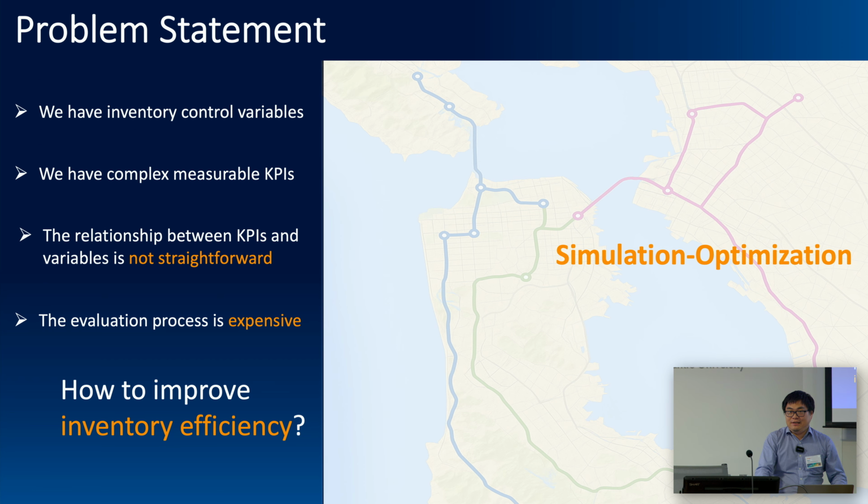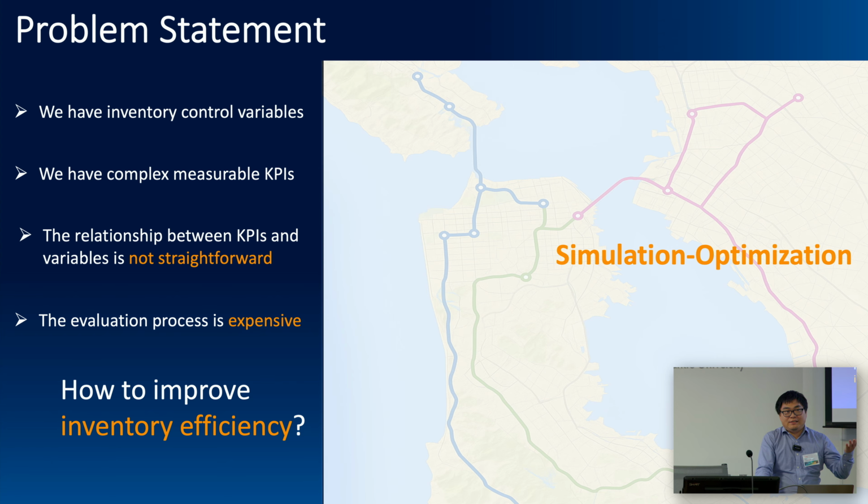You don't want to be risky to test the thing without enough confidence. So the evaluation process can be expensive as well. So the question we ask is how to improve the inventory efficiency here. So basically, you can think of it as a trade-off between the inventory cost and some margin or revenue gain.